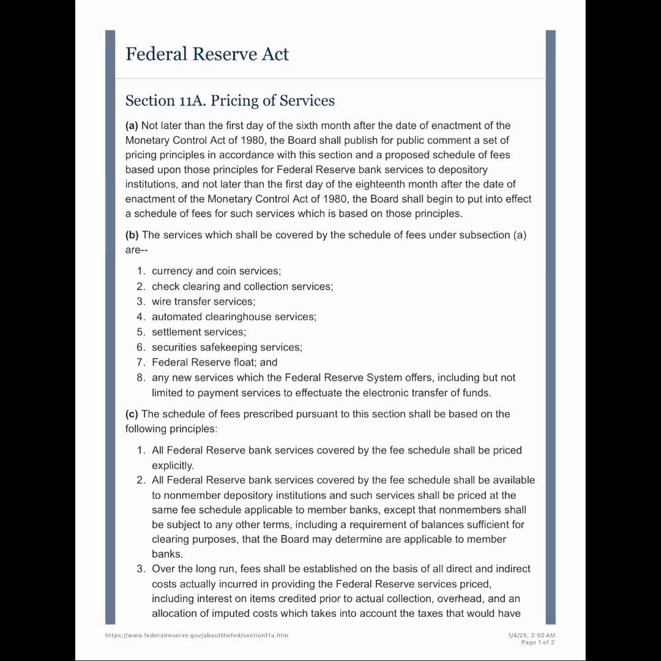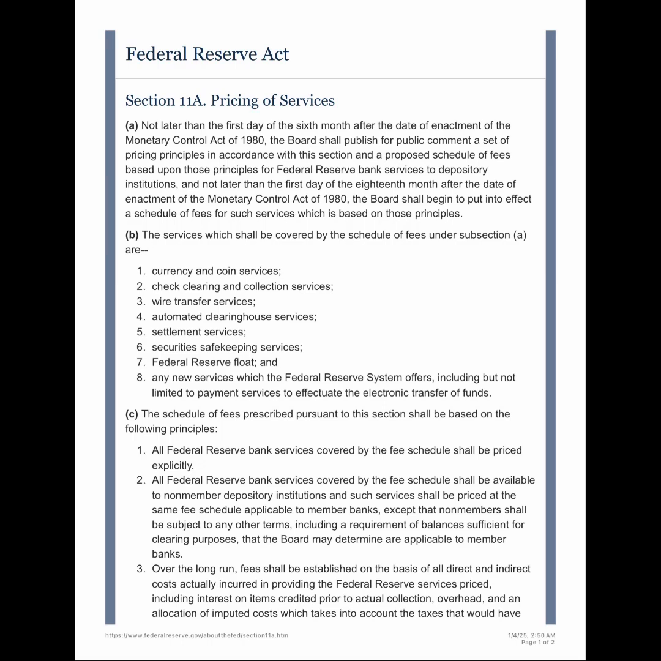Let's start with the core mandate. What are the overarching goals of this section? The primary goal is to establish a transparent and cost-based pricing structure for Federal Reserve services. This promotes accountability and prevents unfair advantages for certain institutions. So transparency is key, but how does the Fed ensure that its pricing reflects actual costs? The legislation mandates that pricing should cover all direct and indirect costs. This includes everything from the obvious, like personnel and operational expenses, to less obvious factors like imputed costs, essentially, what the services would cost if provided by a private firm.